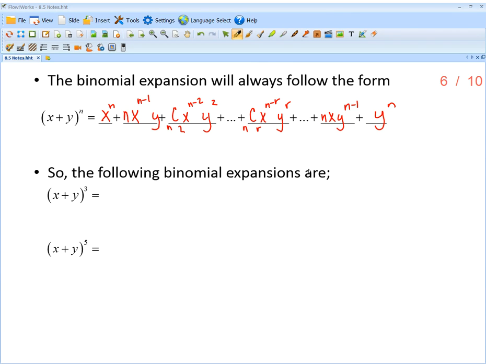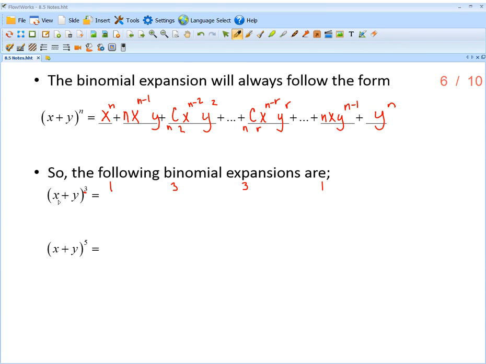So the following binomial expansion is of x plus y to the third power. It's to the third power, so that means there's going to be 4 terms. The first term has to have a 1. The last term has to have a 1. The second term is always starting with that degree, so 3. So this must be 3 because it's symmetric.